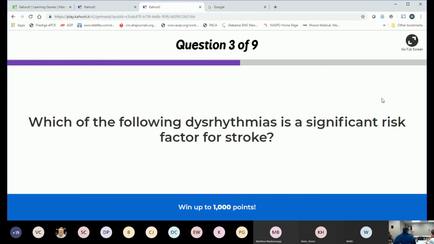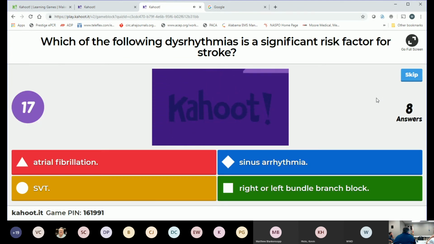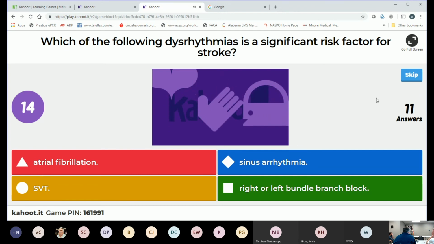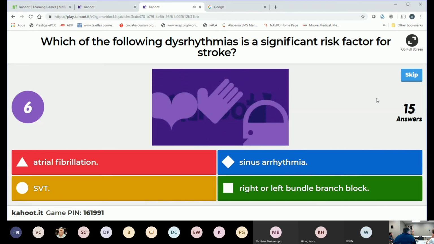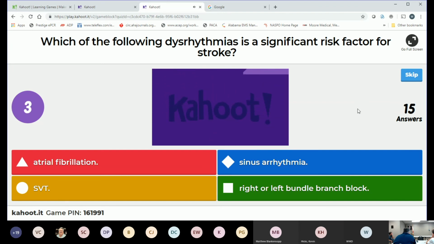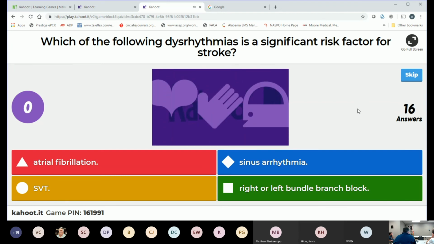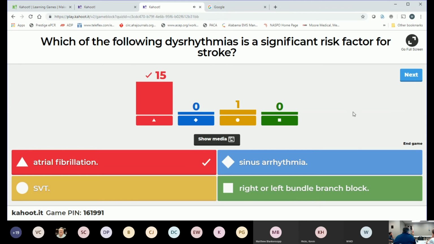Which of the following dysrhythmias is a significant risk factor for stroke? Atrial fib, sinus arrhythmia, right or left bundle branch, or SVT, supraventricular tachycardia. Which one? All but one person got it right. AFib. If you just watch TV and see commercials, you should have got this one right. AFib is a super high risk factor for stroke, particularly new onset AFib. Is that correct, Doc? Yeah.